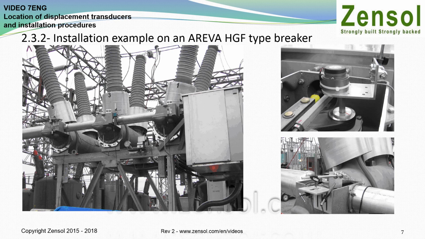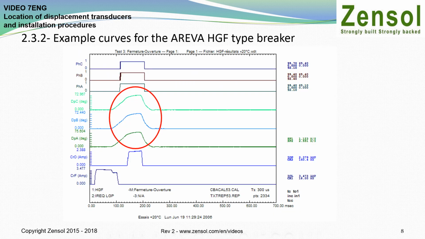Installation example on an Areva HGF type breaker. In this example, 3 rotary transducers are used, 1 on each phase. In addition to the 3 Zensal ZMS mechanical adapters used, some coupling adapters needed to be developed, as shown in this slide. Here are the curves recorded on the Areva HGF 3-phase circuit breaker.